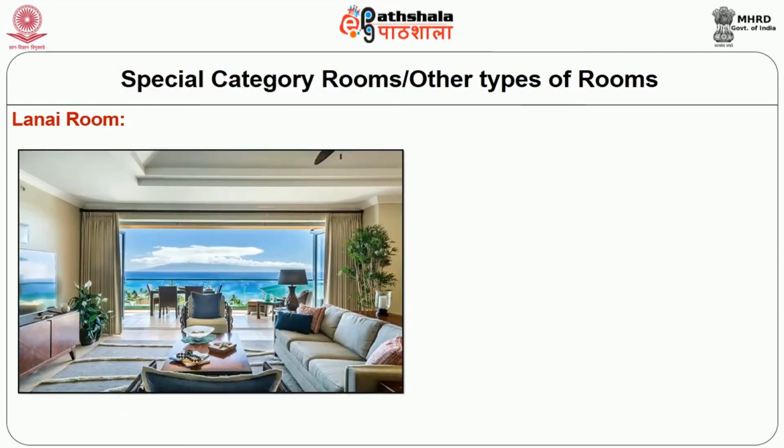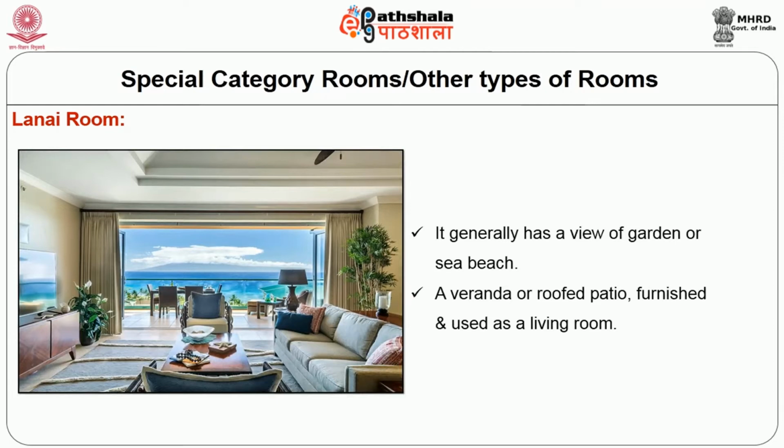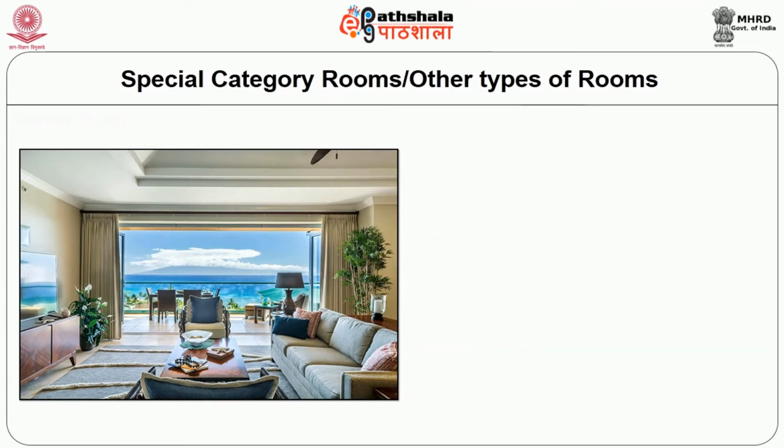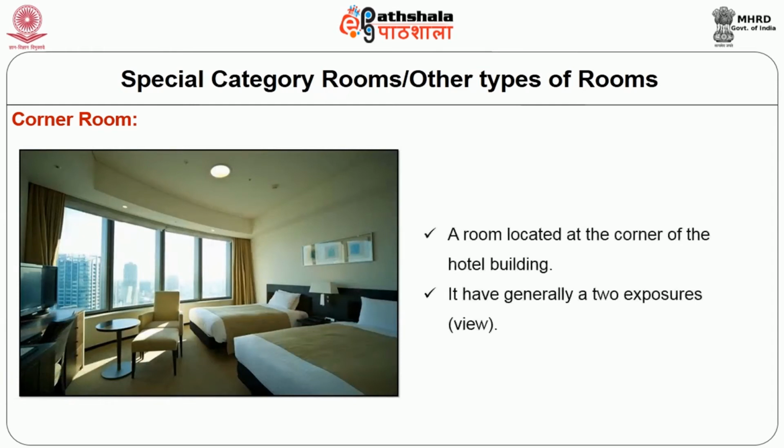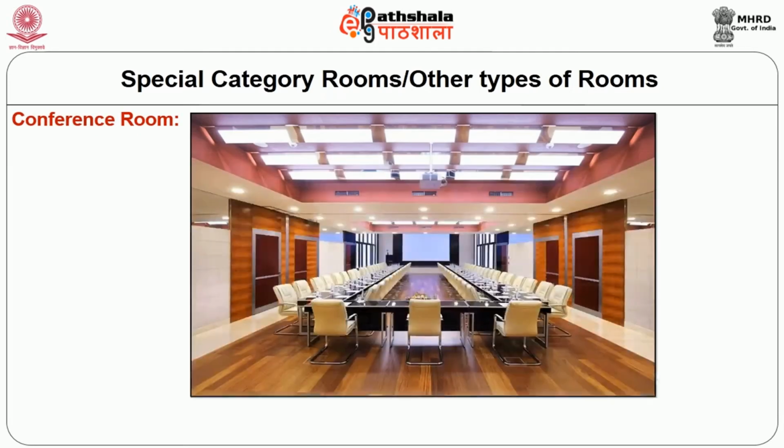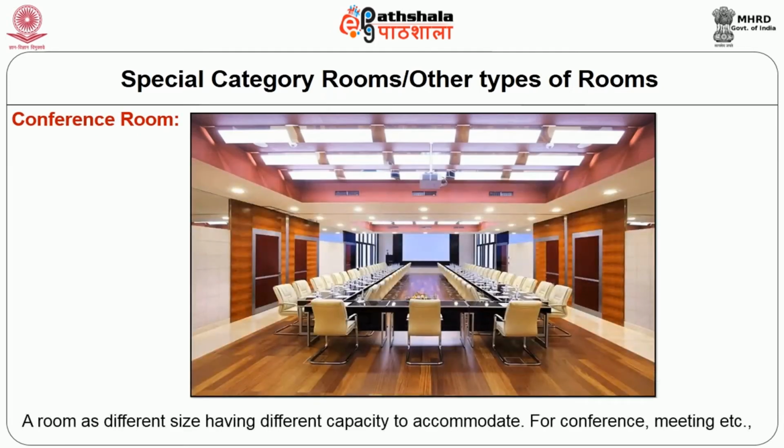The lanai rooms generally have a view of a garden or a sea or a water source, a veranda or roof patch furnished and used as a living room. The corner rooms are usually those located in the corner of the hotel building. They generally have two exposures, a view and also the advantage of silence. The conference rooms refer to rooms of different sizes having different capacities to accommodate conferences, scheduled meetings and so on.